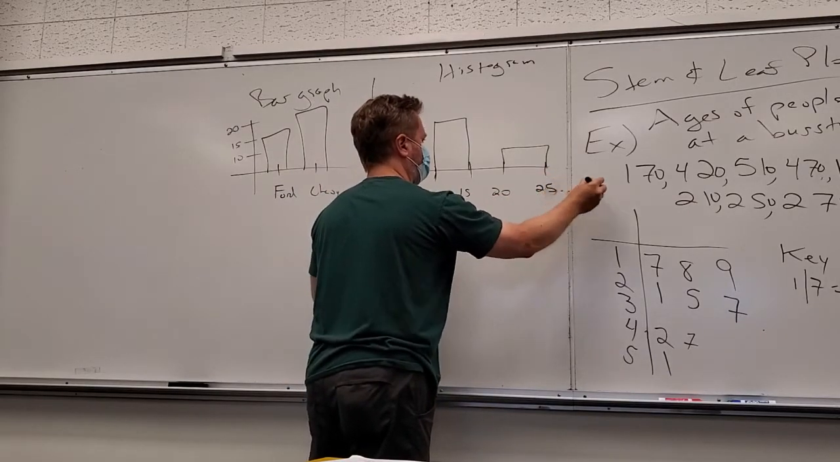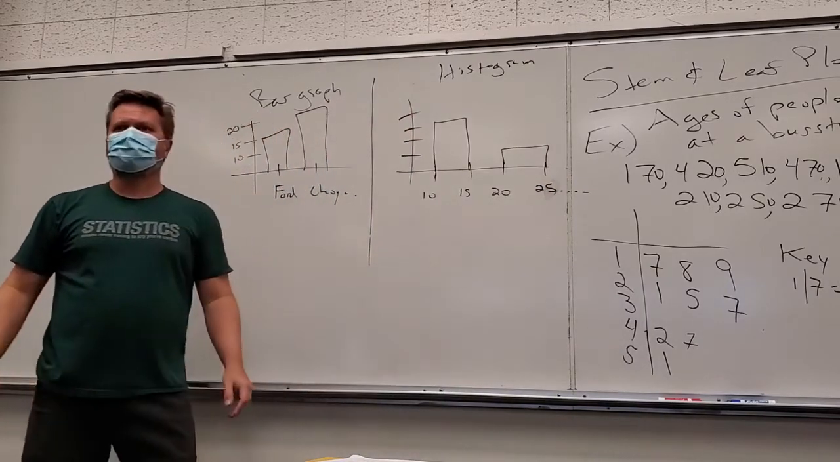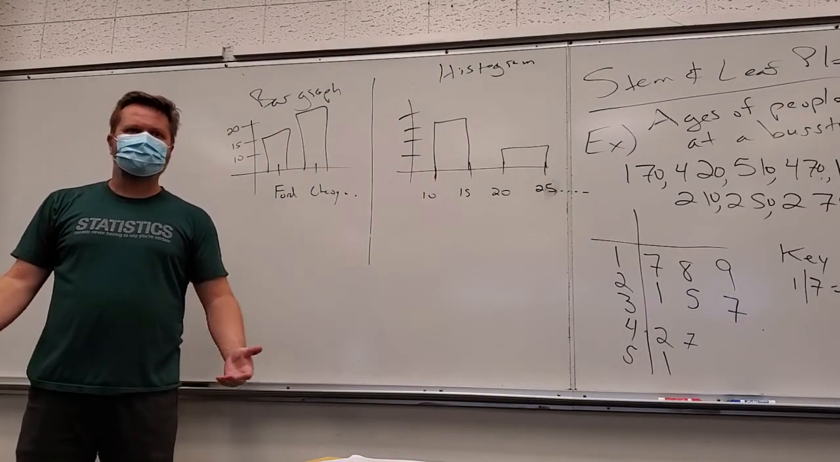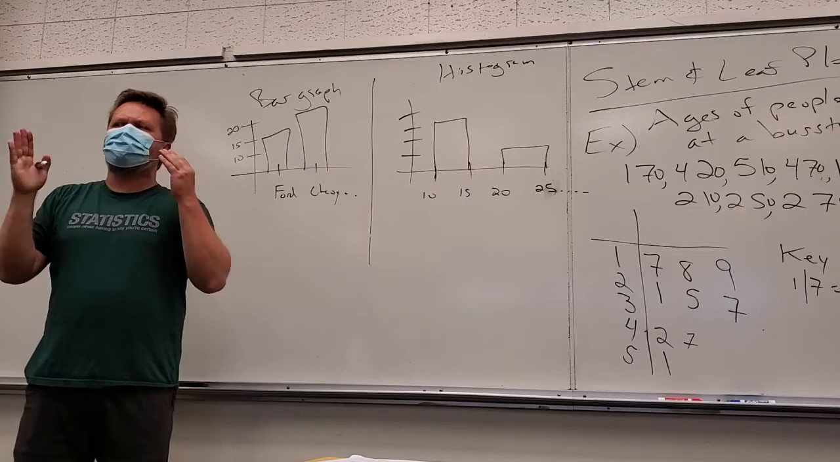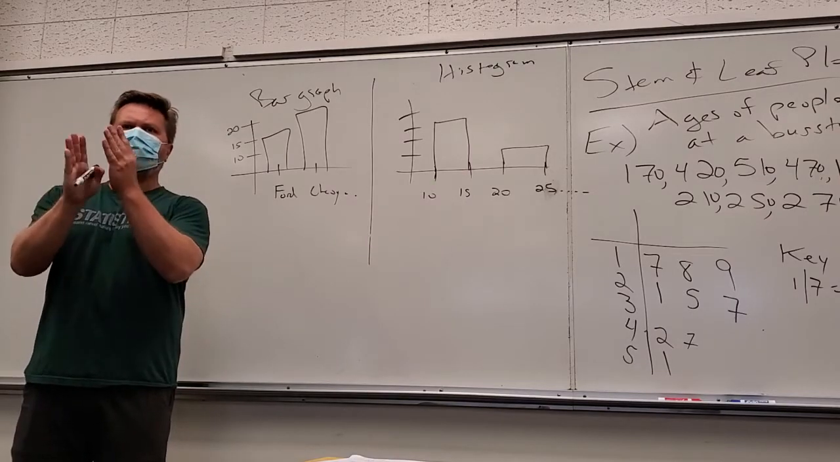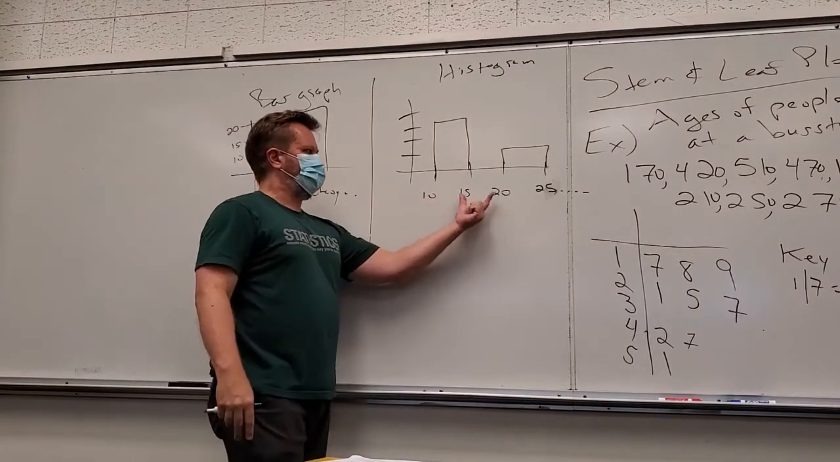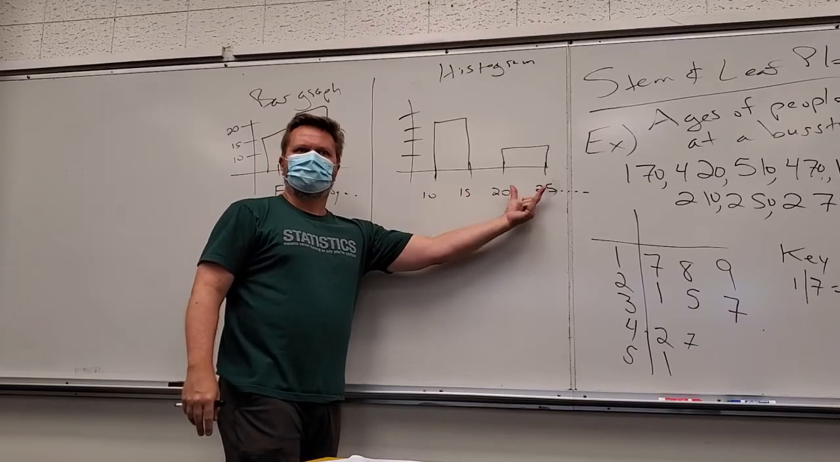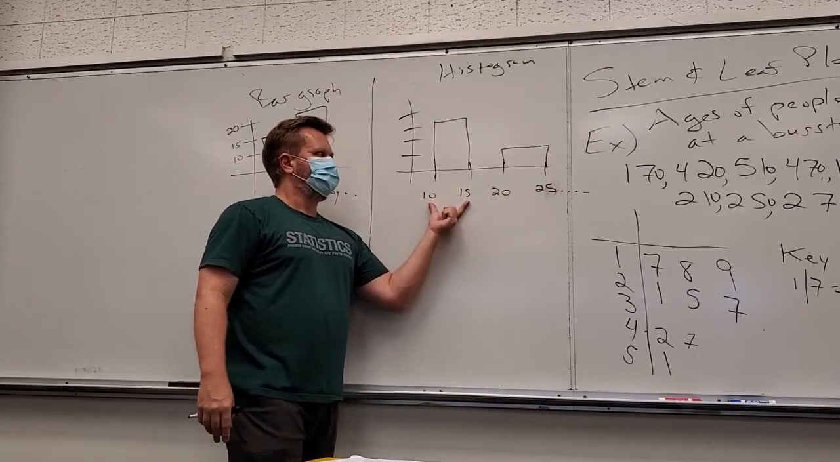There you go. Dot, dot, dot. 5. You don't even know what the class is necessarily, but the class width is how wide something is, and these are the ones that have the same width. So the class width is 5.